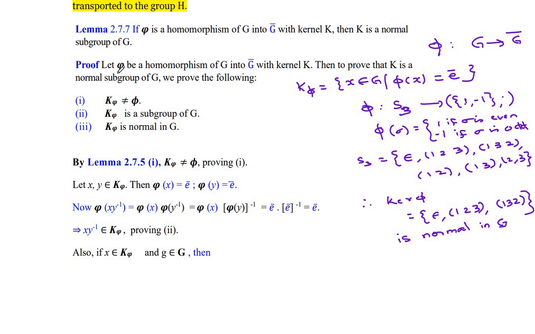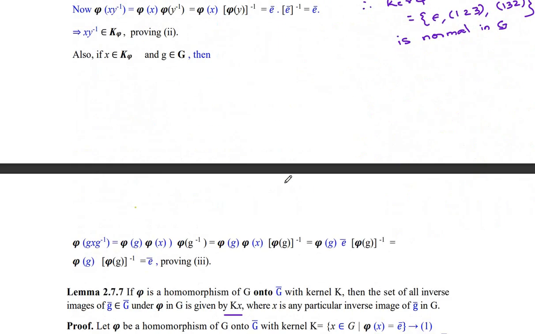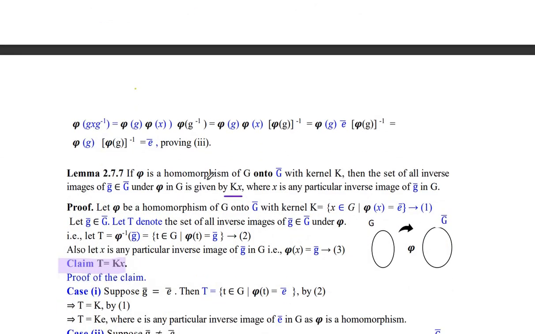In this video, we will prove three results. One is, if phi is a homomorphism, then the kernel of that homomorphism is a normal subgroup of the domain. And if phi from G to G bar is an onto homomorphism with kernel K, then the set of all inverse images of an element, say g bar in G bar, under phi in G is given by Kx, where x is any particular inverse image of g bar in G.